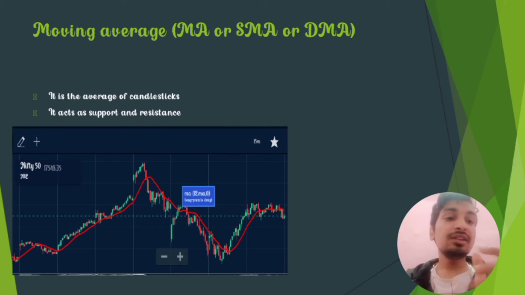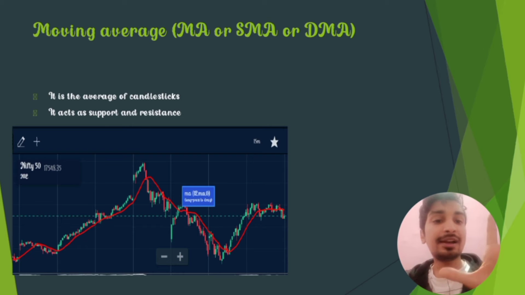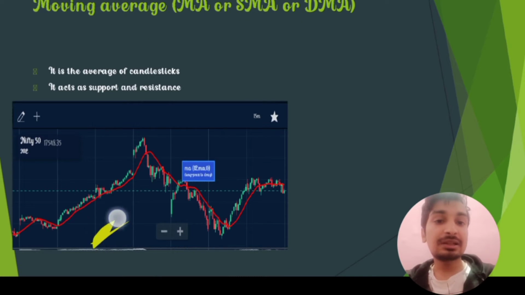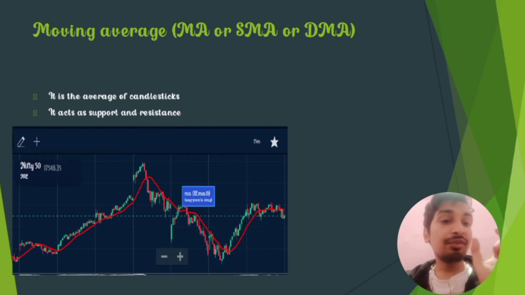And 50 moving average: if you take 50 candlesticks and draw an average for the 50 candles, it is called the 50 candle moving average. And similarly, you have 200 moving average, which is the 200 candles moving average.